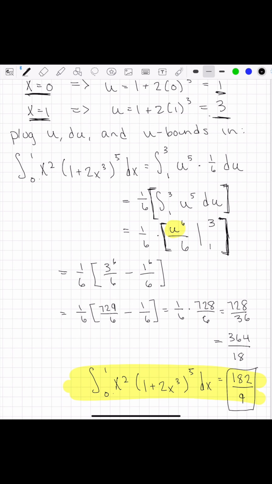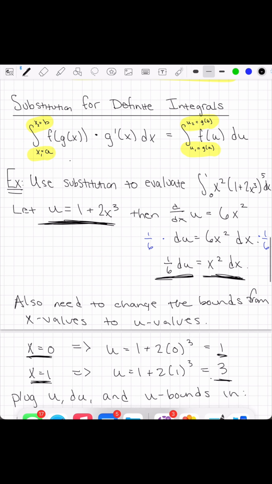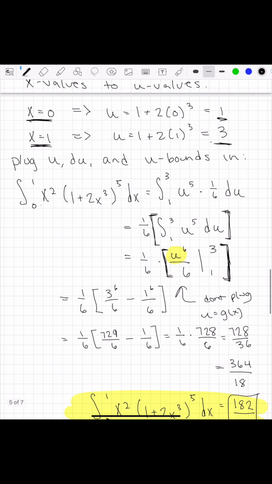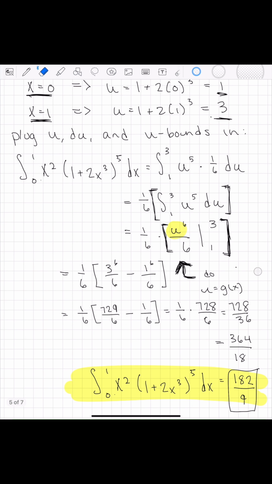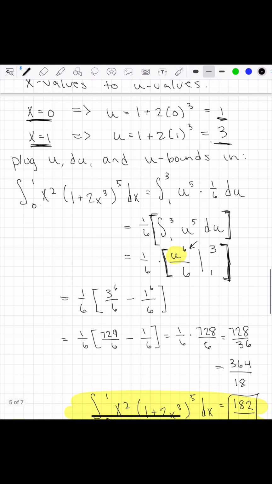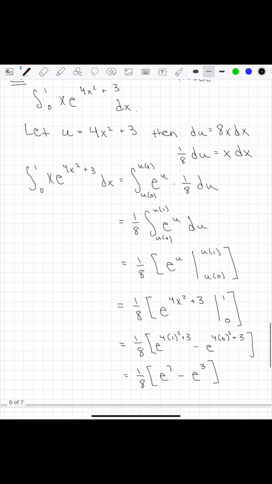When you do it this way, you don't plug, right, the equation u equals g of x, which in this case was 1 plus x squared. Remember, normally we would plug this back into our equation to change it back in terms of x, but what we're doing is we're not doing that. Instead, we're just going to change the bounds into u values and plug them directly in for u, right? I plugged in my new bound 3 into here, and then I plugged in my new bound 1 into there. That was the first way.